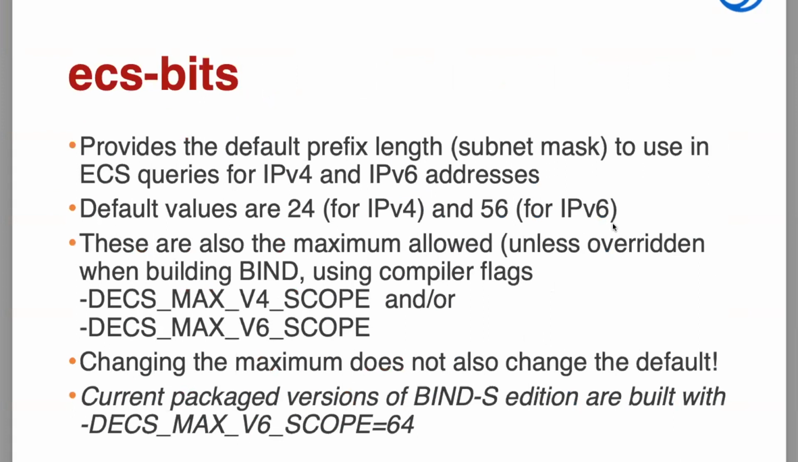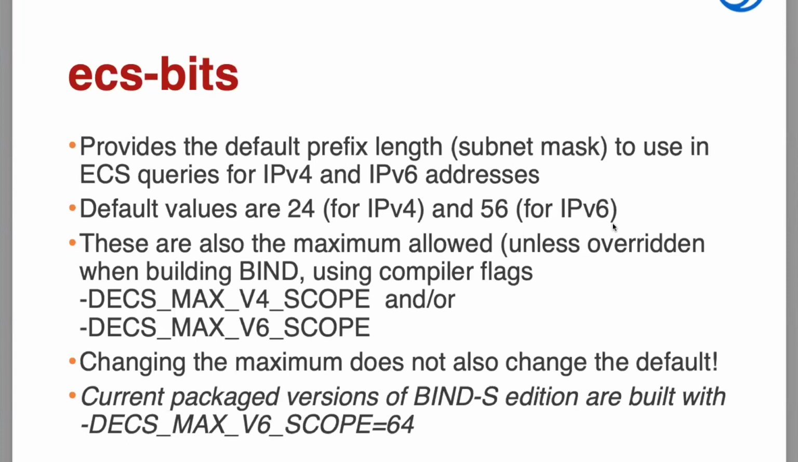you have got some compiler flags and build options. That's the third bullet there, where you can define a value for max v4 scope and another value for max v6 scope, which are bigger than 24 and 56. And when you build BIND with those, then the max allowed, so the max that you can configure, is bigger. That's how you succeed in doing that.